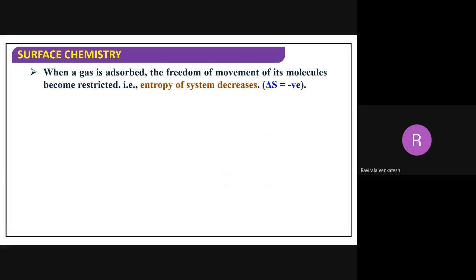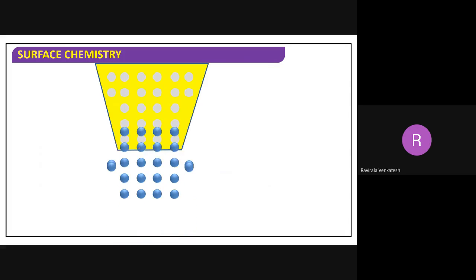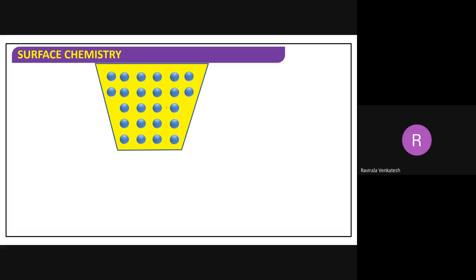Now, for example, the adsorbate is a gas molecule adsorbed on the surface of charcoal. The charcoal is the adsorbent. Now the gas molecules are adsorbed, so the freedom of movement of the molecules will be restricted. They are actually free, but when they are adsorbed on the surface, they are fixed on the surface. That means they become almost solids now. The gas particles are converted into solid-like.